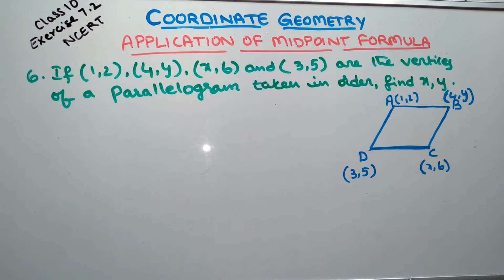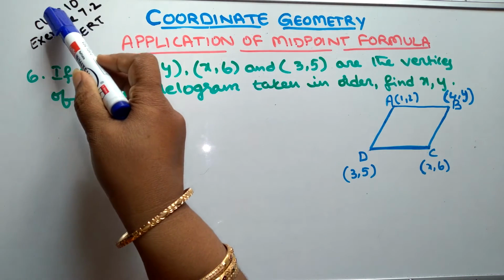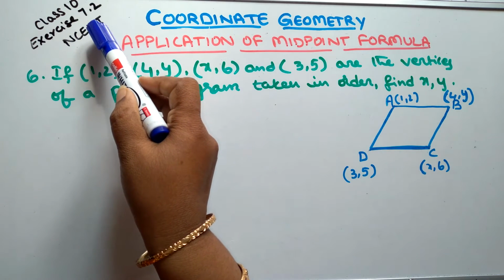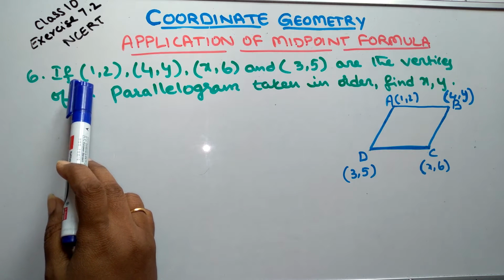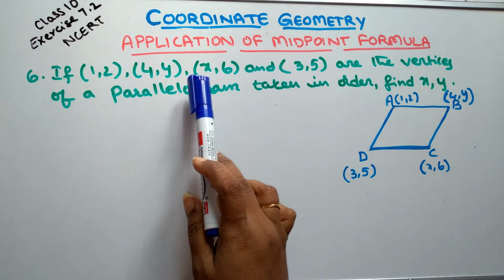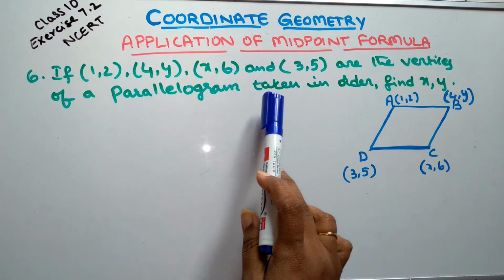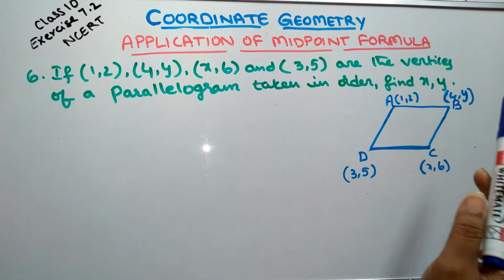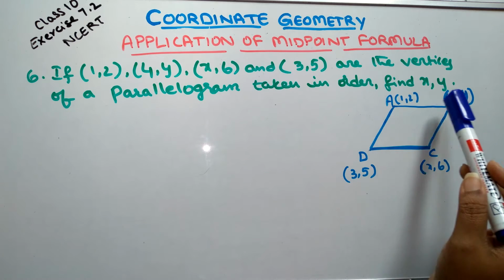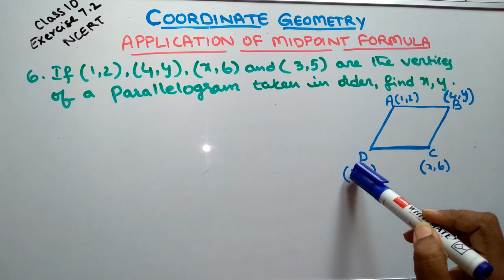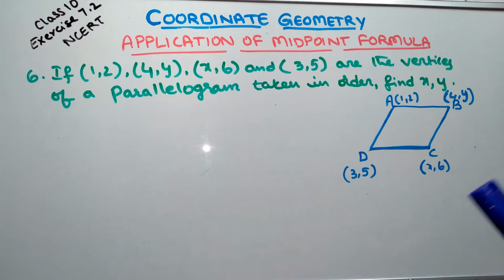In this video, we are going to see the application of the midpoint formula from class 10 exercise 7.2 NCERT textbook. It is problem number 6. If (1, 2), (4, y), (x, 6), (3, 5) are the vertices of a parallelogram taken in order, find x and y. So here a parallelogram ABCD is given with coordinates (1, 2), (4, y), (x, 6) and (3, 5). We need to find the values of x and y here.